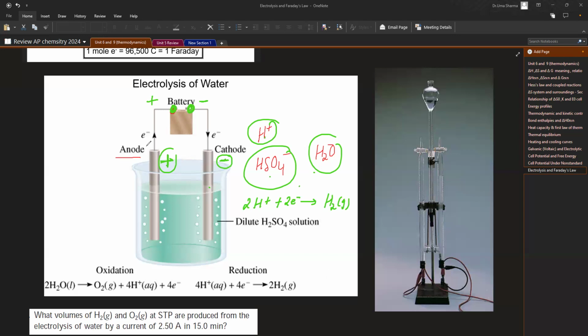Now, who will go in the direction of anode? Who will go? HSO4 minus and water. These two will go in the direction of anode. Nothing will happen to this, no change. Question is why? It has a negative charge, it should get oxidized, because here sulfur is already in the highest oxidation number. Check the oxidation number of sulfur, +6.